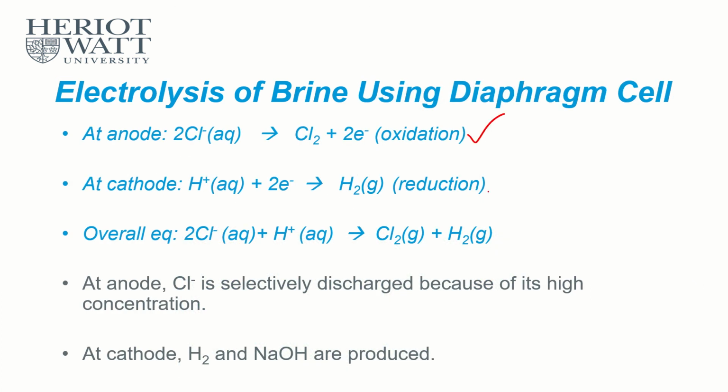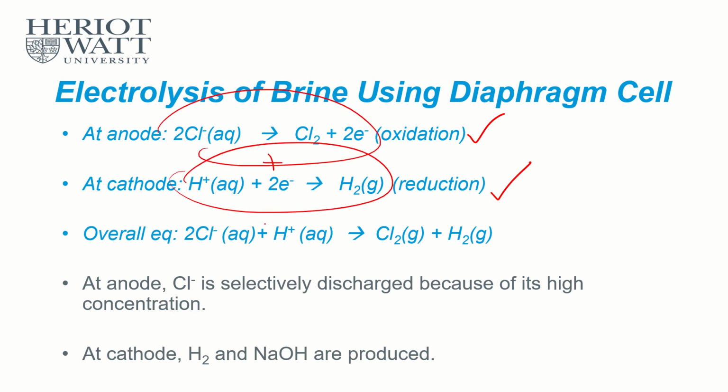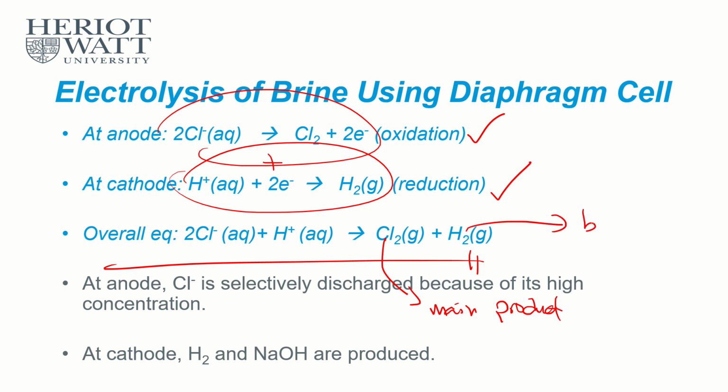Oxidation happened at the anode, reduction happened at the cathode, and when you combine these two half equations together, like what I did just now, you get an overall redox reaction or equation. See that? This is the main product, and that will be a byproduct, which we don't need, but as a bonus. And here, you see that at the cathode, I still have NaOH being produced.